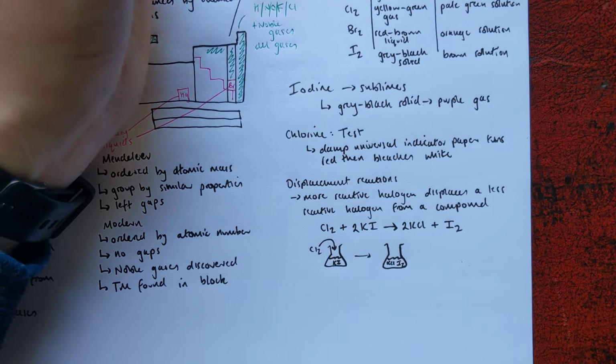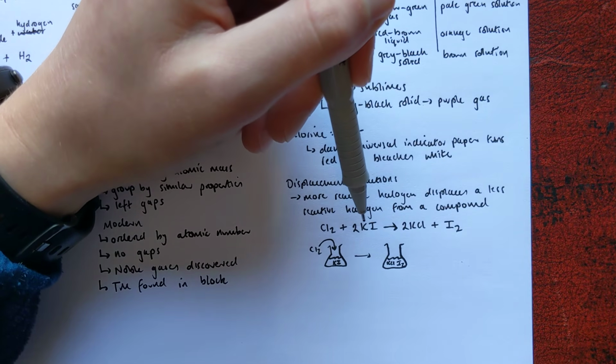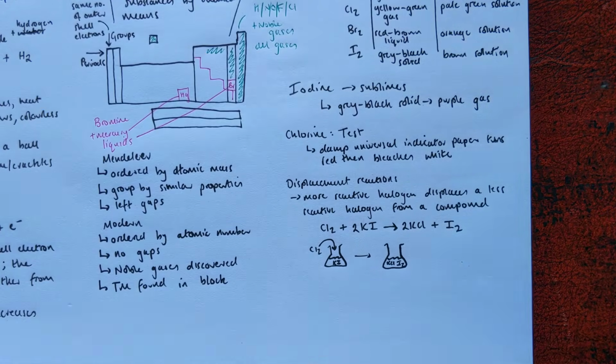So how the reaction normally works is that you have the compound dissolved in water. So potassium iodide is just like salt. It's dissolved in water. It's going to start off as a colourless solution.